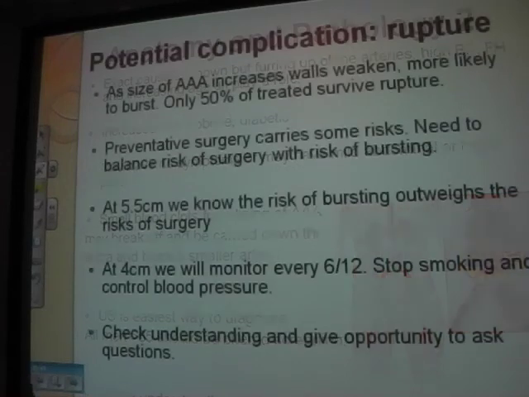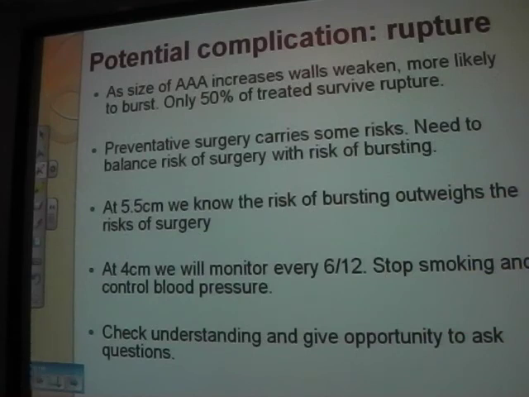Okay, let's just go through that. So, as the size of the AAA increases, you're more likely to burst. Only 50% of those treated survive. I think that changes, depends on where you are, if you're in hospital, what kind of treatment you get. And obviously the patient might ask, why don't we just operate on it now? Because the risk of the surgery carries quite a high risk. At 5.5 centimeters, we know the risk of bursting outweighs the risk of surgery.